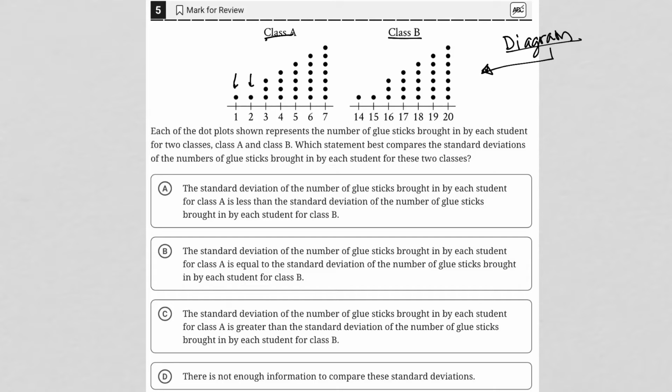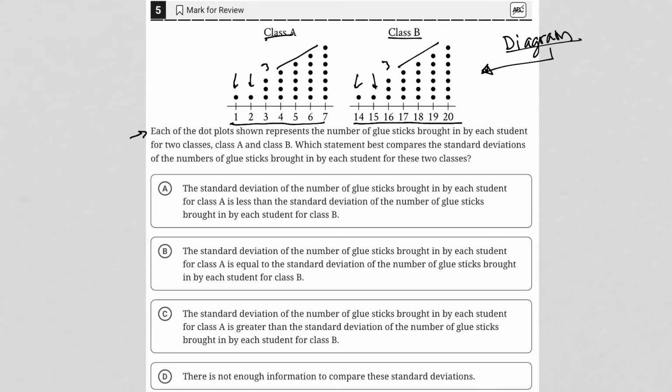You have 1, 1, 1, 1, 3, 3. These all look exactly the same across both. The only difference is the numbers on the bottom, right? So here we're going between 1 and 7 versus here we're going between 14 and 20. So now that I understand what the diagram is showing, let's look at the actual question itself.